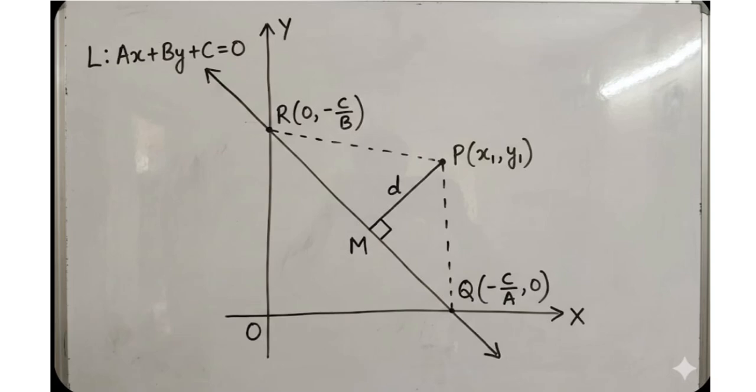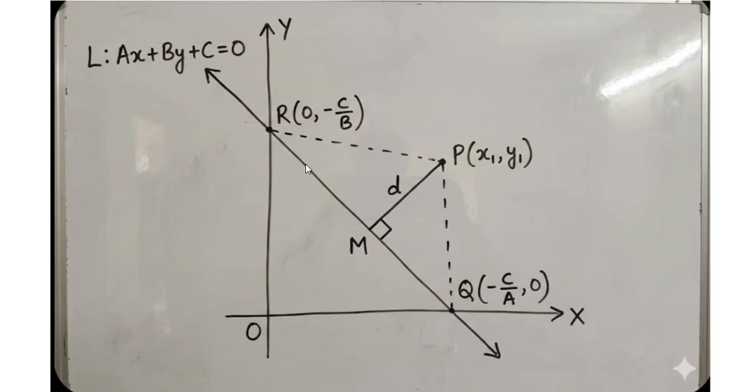I'll repeat once again what we have done. They gave a line ax plus by plus c is equal to 0. Whenever it cuts the x-axis, y is equal to 0, and by putting y is equal to 0 we find x is equal to minus c by a. It cuts the y-axis at x is equal to 0, and we get y is equal to minus c by b. This is the line, and the point is given as x1, y1. We want this distance.